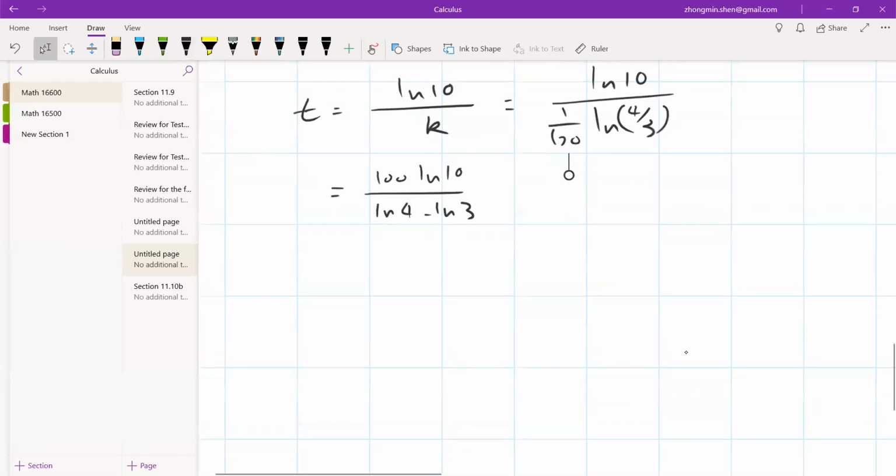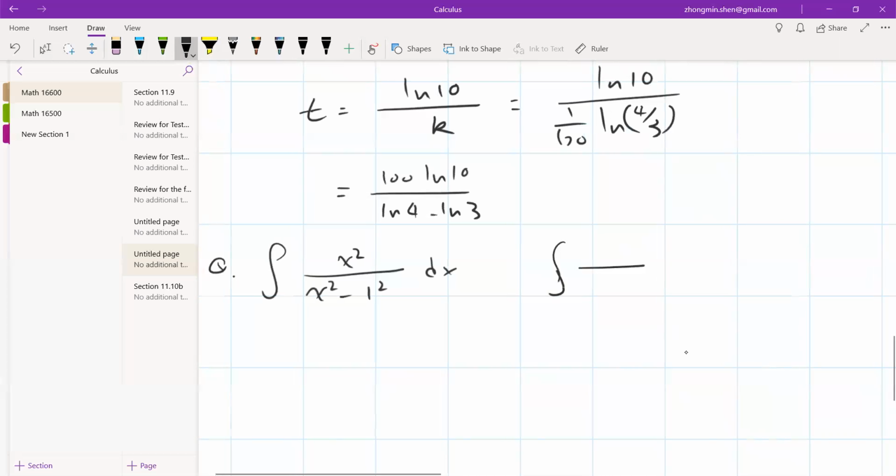All right, the next question is to evaluate the integrals. The integral could be in any form, such as the integral of x squared minus 1 squared dx. Now, don't forget to put a dx there. When you evaluate integrals, I still have a habit of not caring about the dx. And then something like x over x squared minus 1 squared dx.